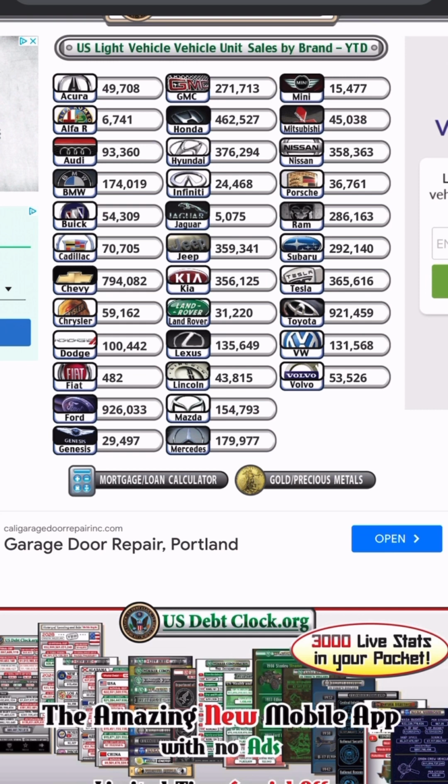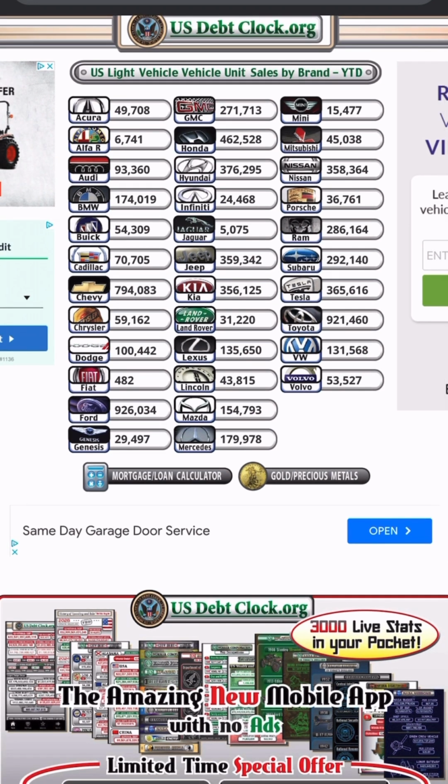And then what's really interesting about this is that Tesla is at 365,916. So the EV movement has really risen in the last couple of years, because this number was like 60,000 last time I looked at it a couple of years ago. And now we've more than tripled on the EV sector.